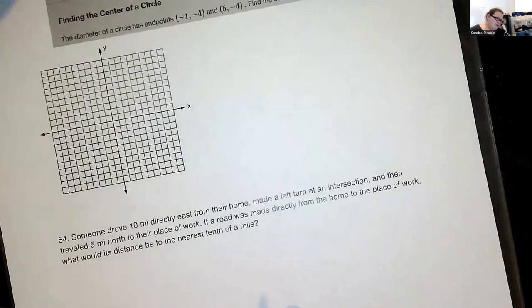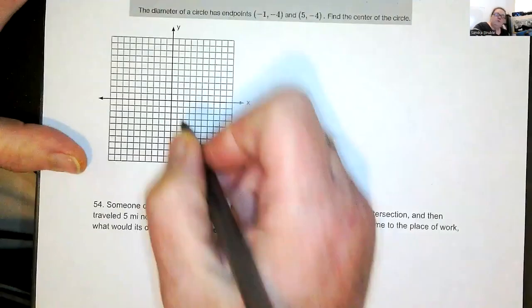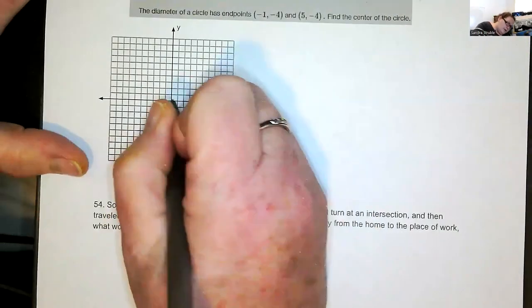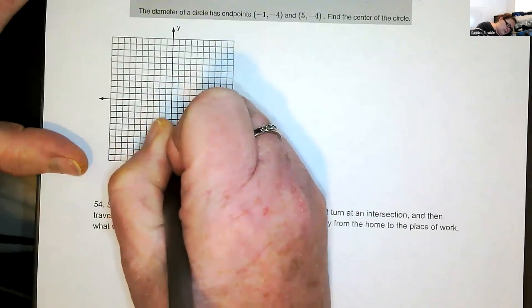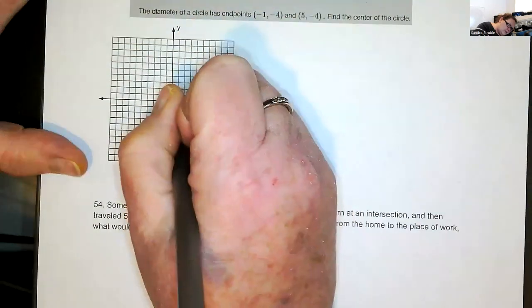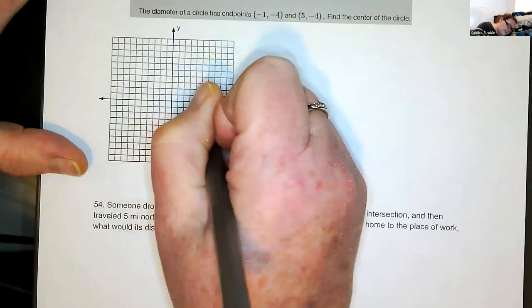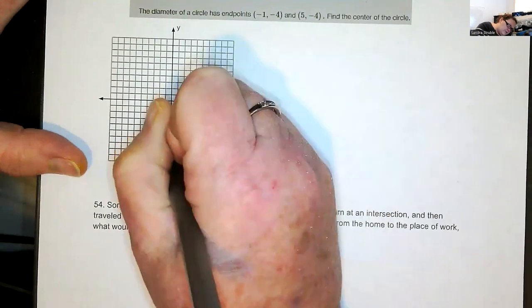Find the center of a circle. Okay, same thing. So if I say we're going over 1 and down 4, 1, 2, 3, 4, and then we've got 5, -4. So 1, 2, 3, 4, 5, and then 1, 2, 3, 4. There's our circle. Oh gosh.